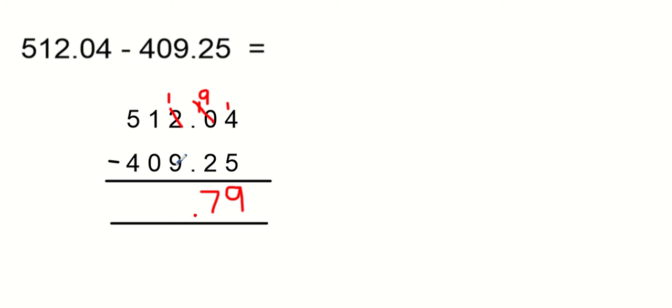I've got 1 subtract 9, I can't do that, so I need to exchange again, and that becomes 11 subtract 9. I'm going to count up: 9 to 10 to 11 is 2. Now it's much easier. 0 subtract 0, and then 5 subtract 4, so 102.79.